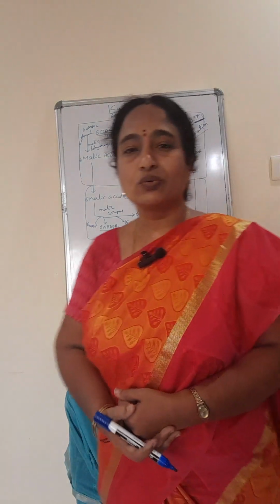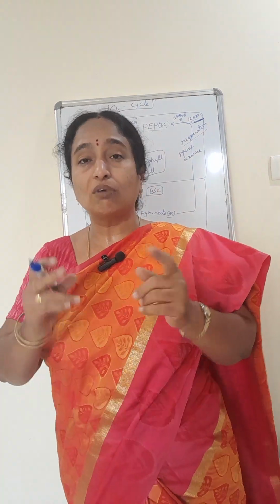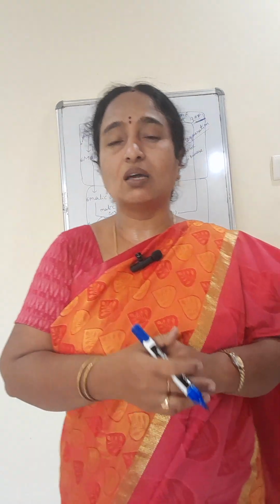So this is how, in C4 plants, for one glucose 30 ATPs are utilized, and from where the plant gets these 30 ATPs and 12 NADPH2.